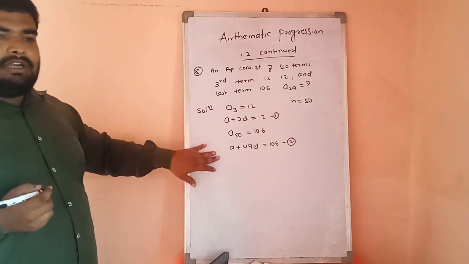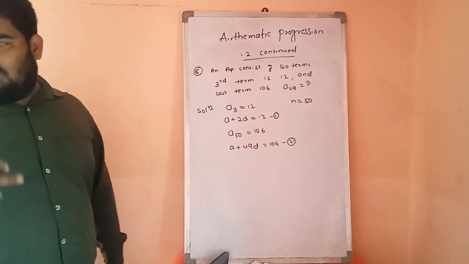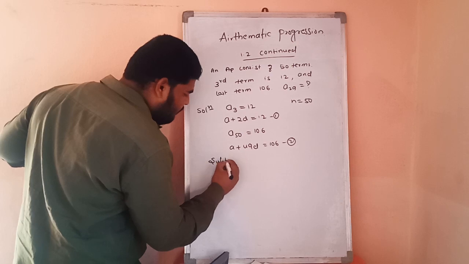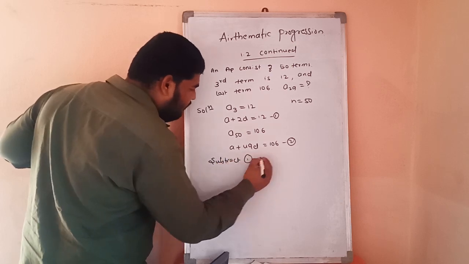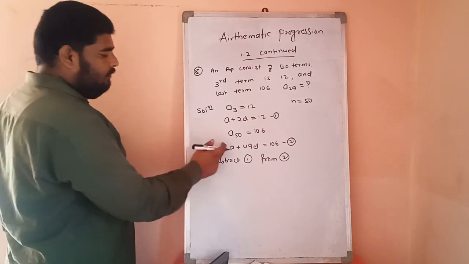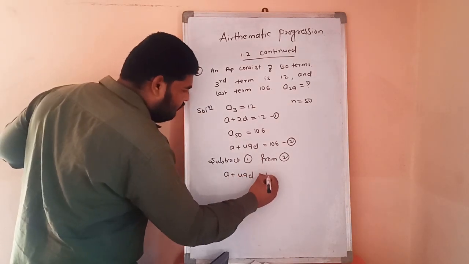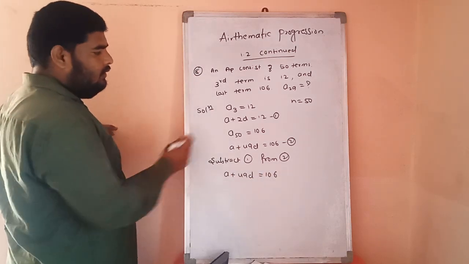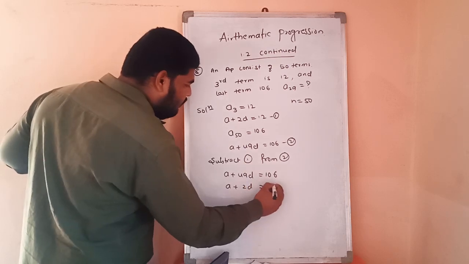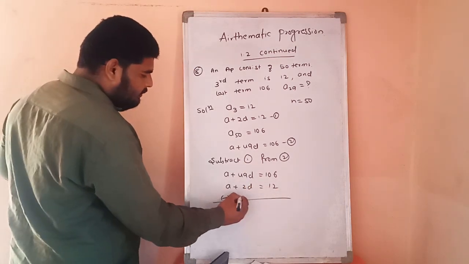First equation given, second equation given. What we have to do? Now subtract equation 1 from equation 2. So equation 2 is a plus 49d is equal to 106. And equation 1, a plus 2d is equal to 12. Now simplify, minus.